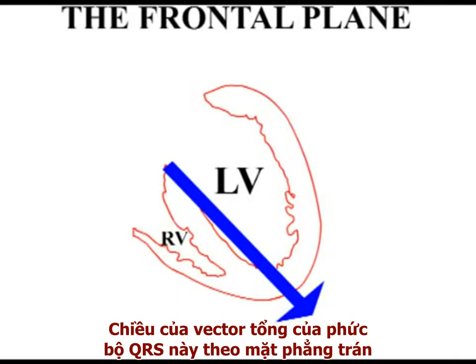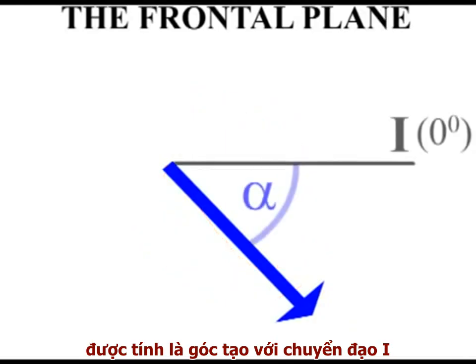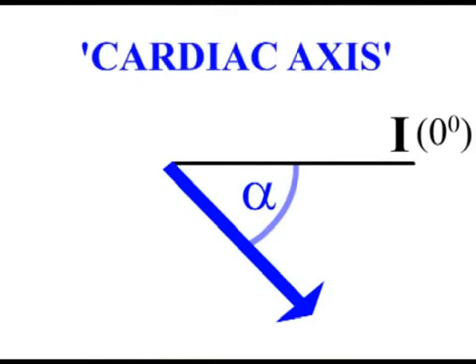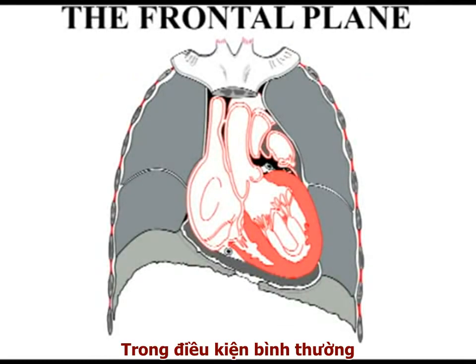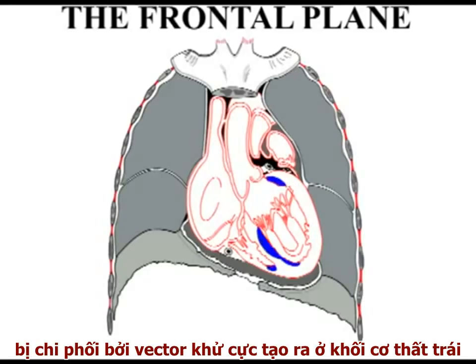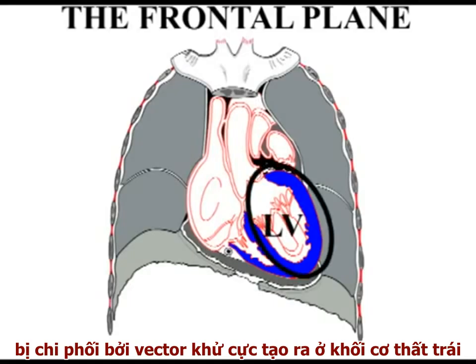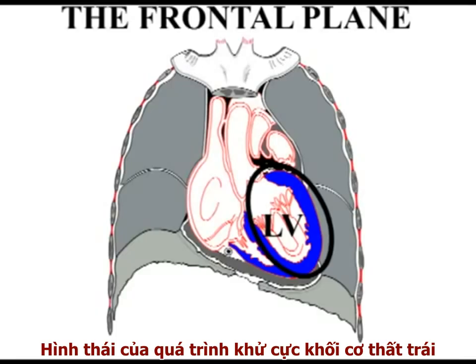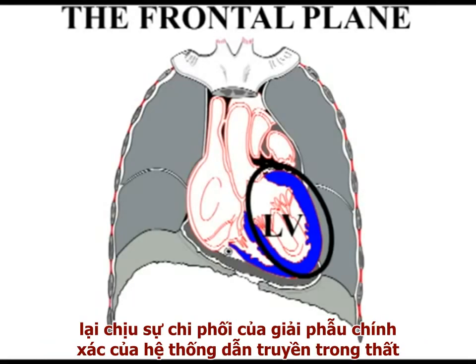The direction of this total frontal QRS vector, defined by the angle it makes with lead 1, is the cardiac axis. In normal circumstances, the direction of the frontal QRS vector is dominated by the depolarization vectors generated in the large left ventricular muscle mass. The pattern of depolarization of the left ventricle is in turn dictated by the precise anatomy of the intraventricular conducting system.